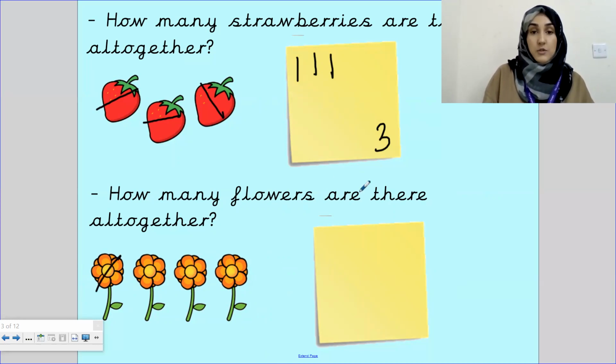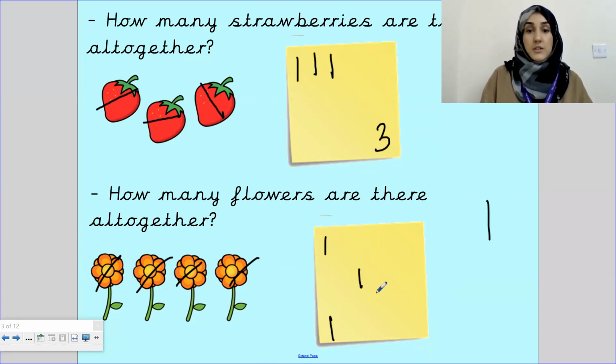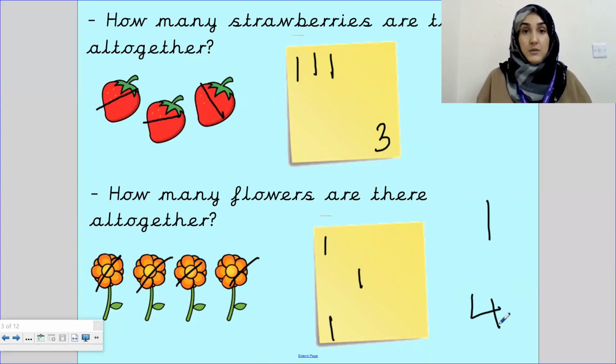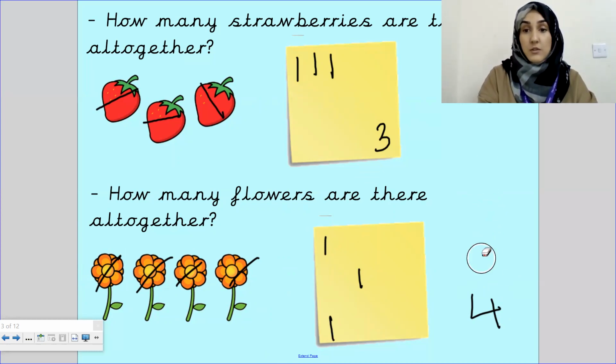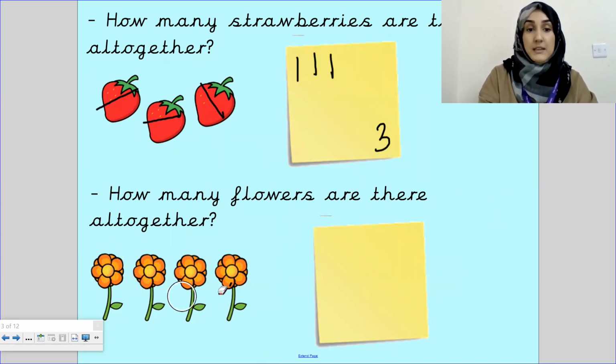Right, I'm ready. Okay, let's start. 1, 2, 3, 4. There we go. 1, 2, 3, 4. 4 flowers all together. That is what a bad one looks like. Now I'm going to show you again what a good one looks like. Okay, let's start again, but let's do it properly this time.